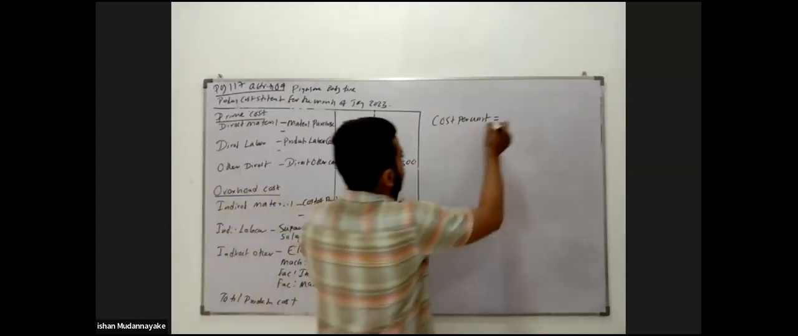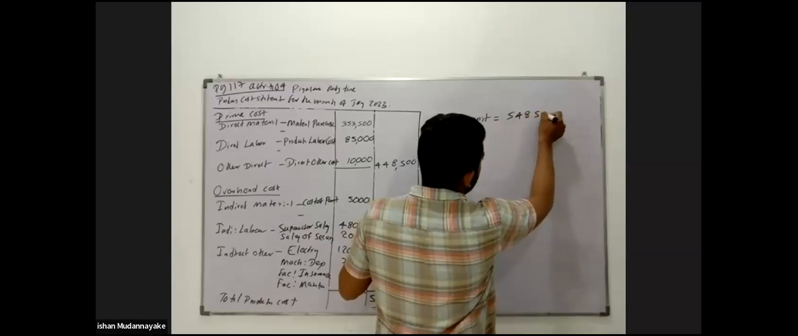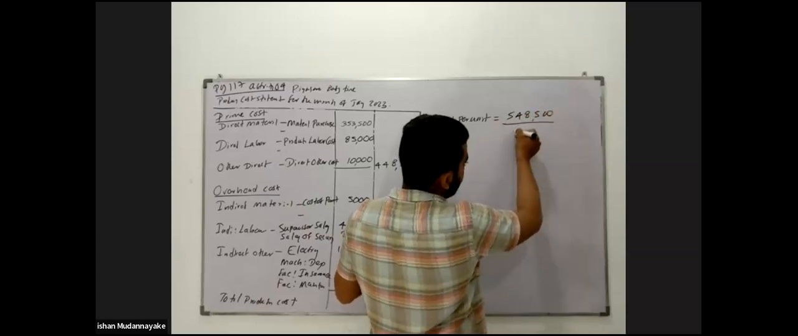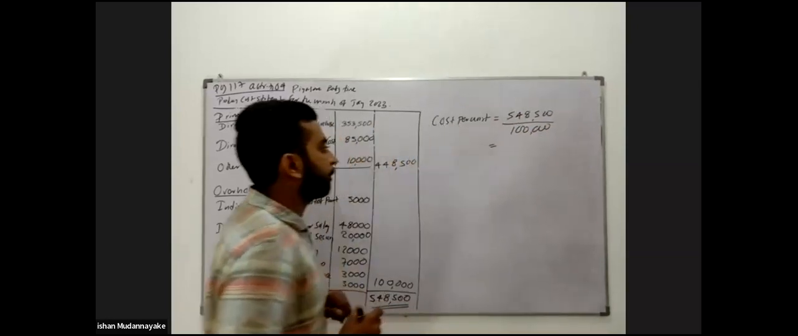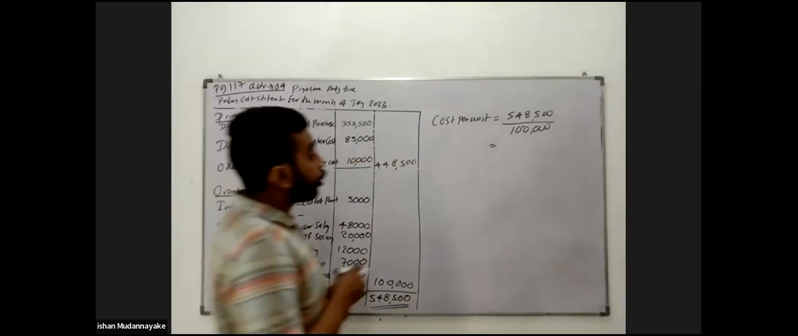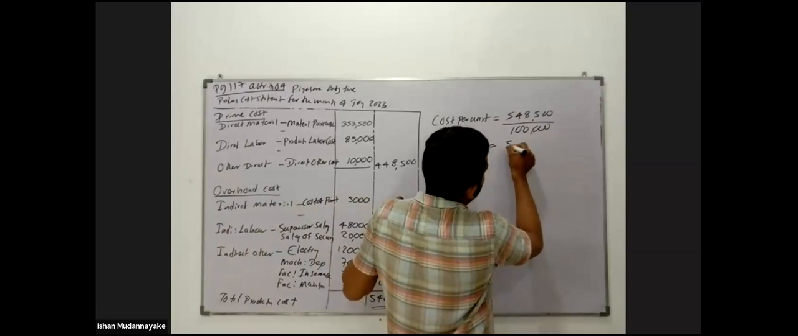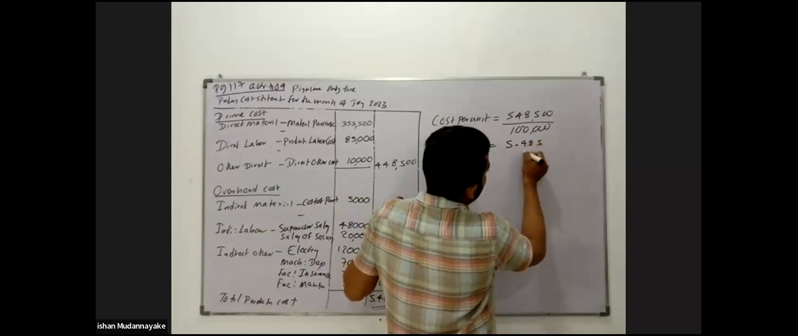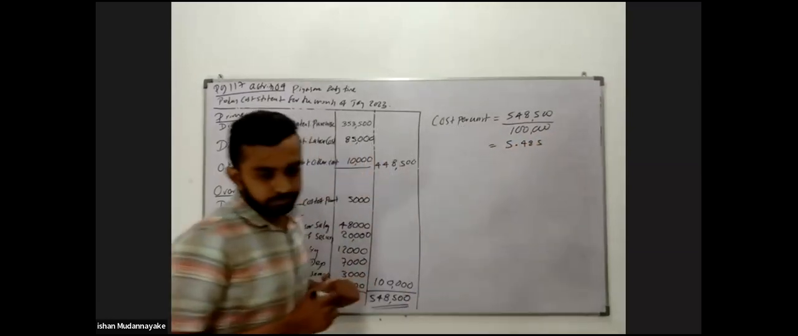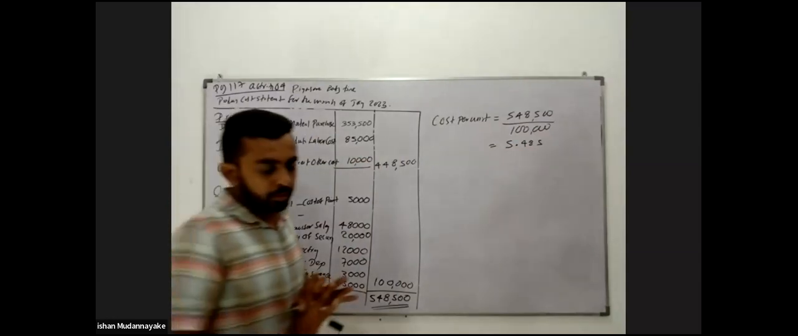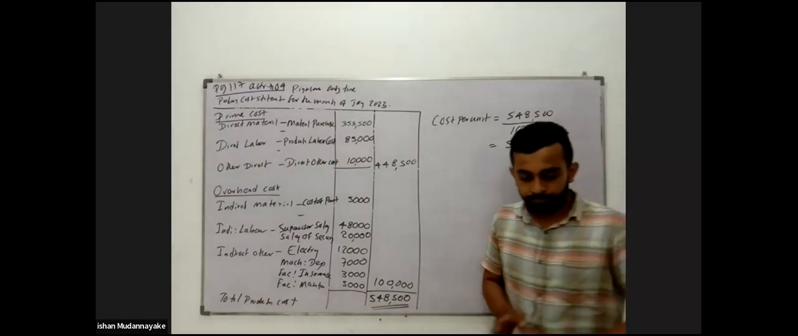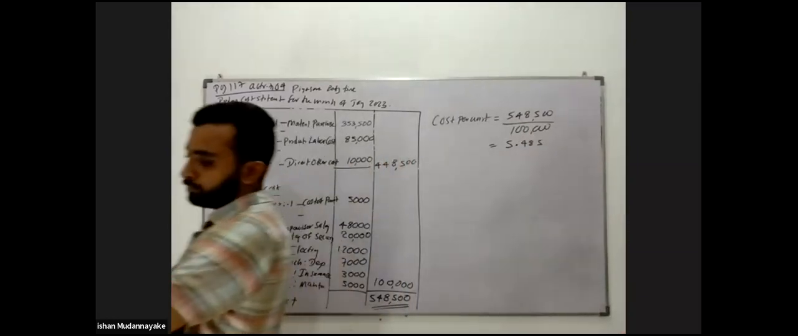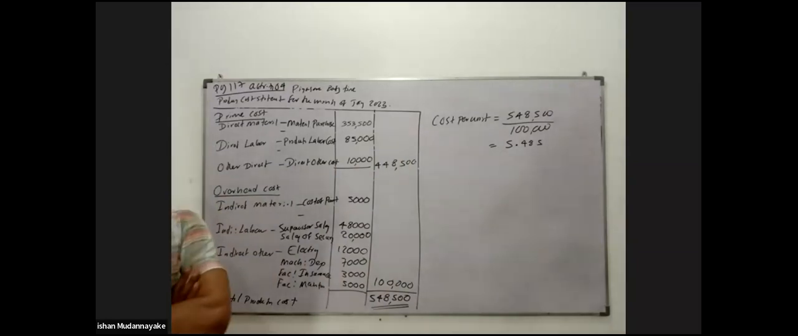Then 548,500 divided by the manufactured quantity of 100,000. So cost per unit is 5.485. Is it clear? Cost per unit 5.485. Yes, sir.